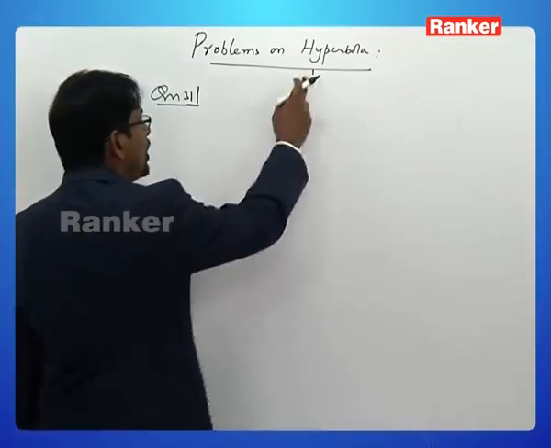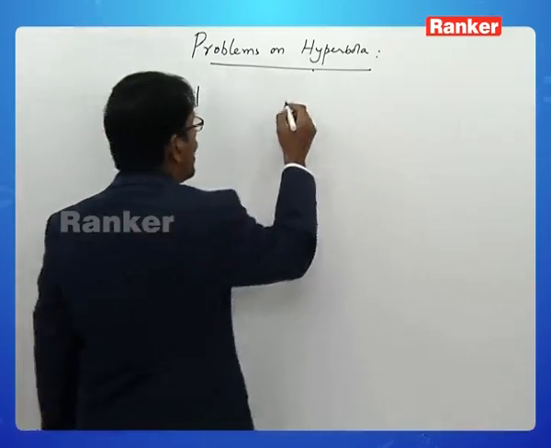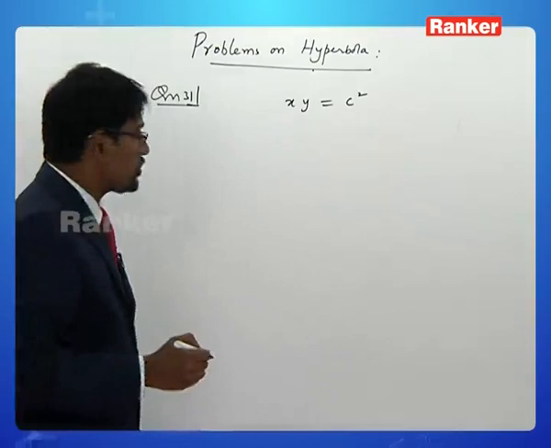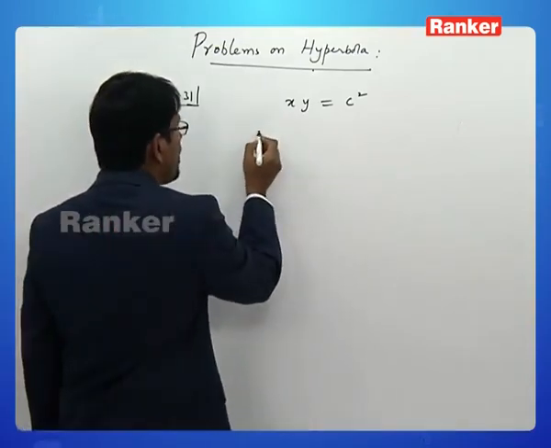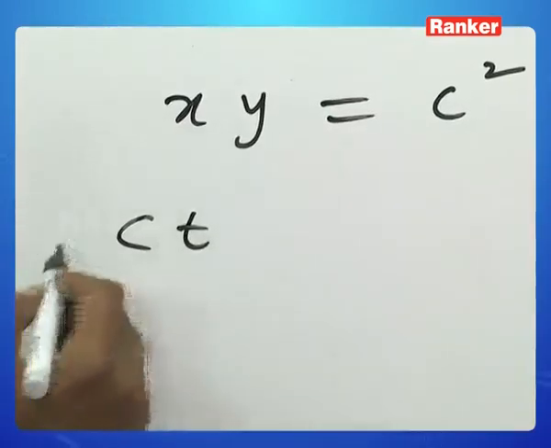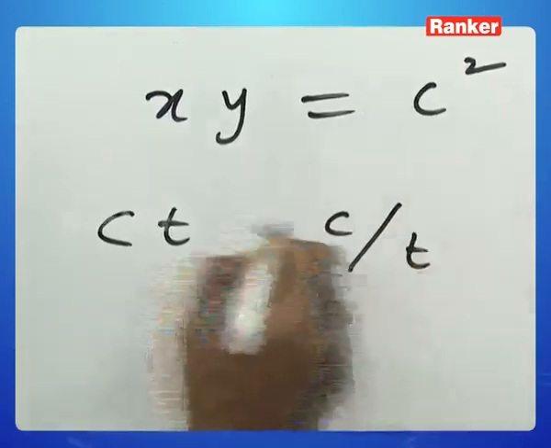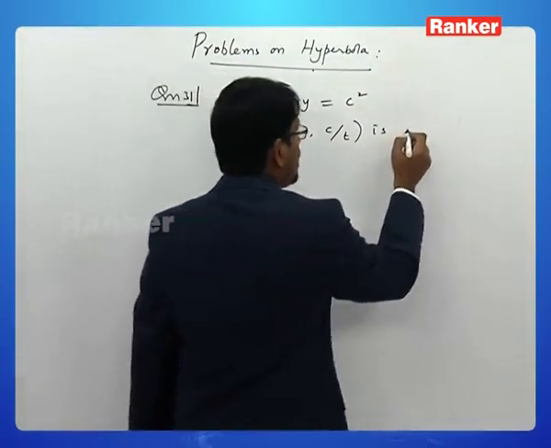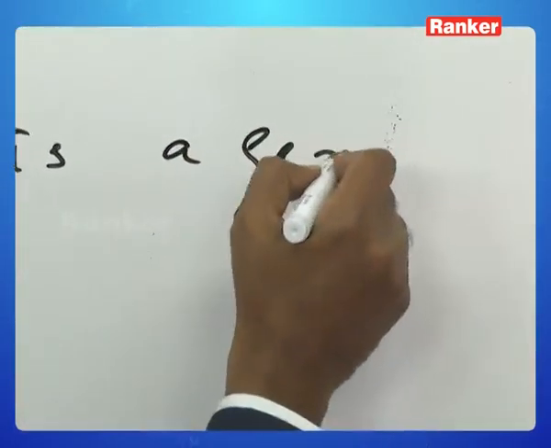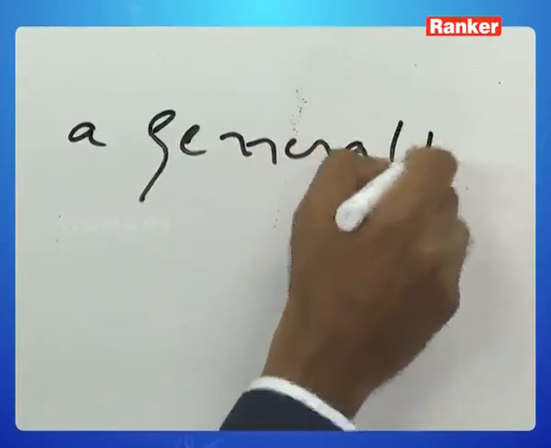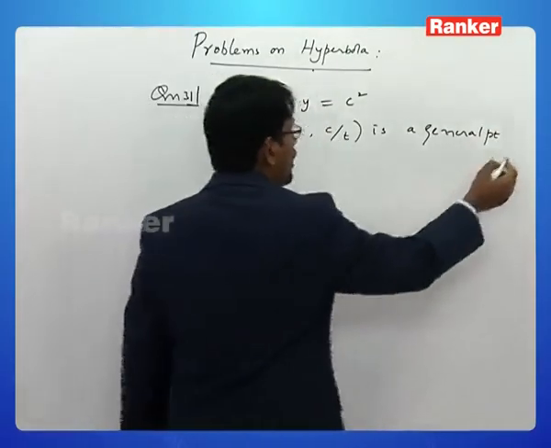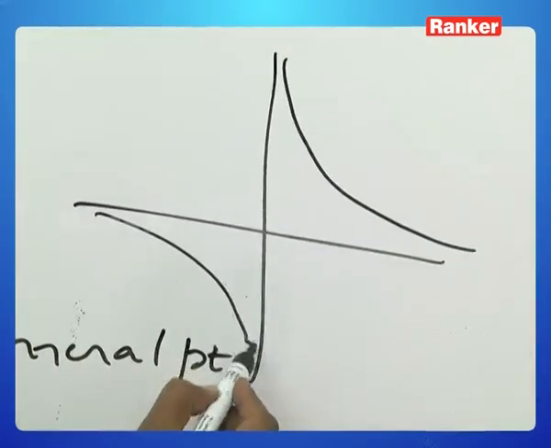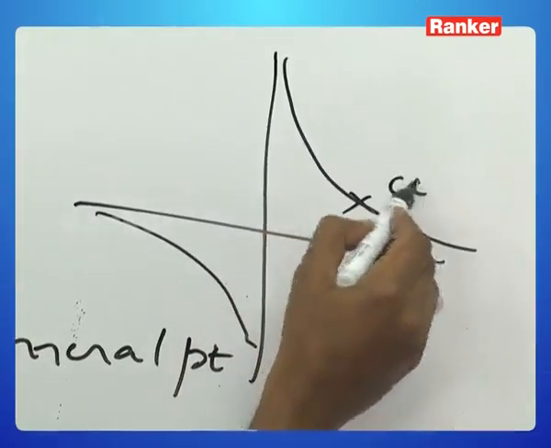Let's move on to how to approach this problem here. xy is equal to c square. A general point on it with a parameter t can be written as ct comma c by t. That is, you have the hyperbola xy equal to c square, whose graph goes like this. A general point on it is ct comma c by t.